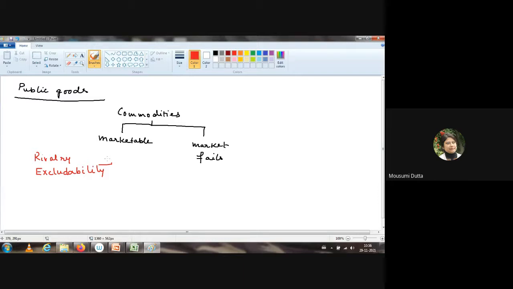So the first feature that a marketable commodity should possess is excludability. The consumption of the commodity should follow the nature of excludability. Paying the price for the commodity, I'll be able to exclude somebody else from consuming this particular commodity. So that is the first requirement.